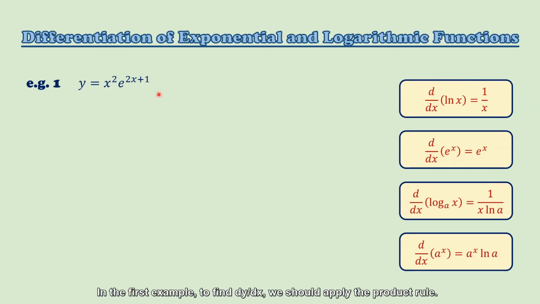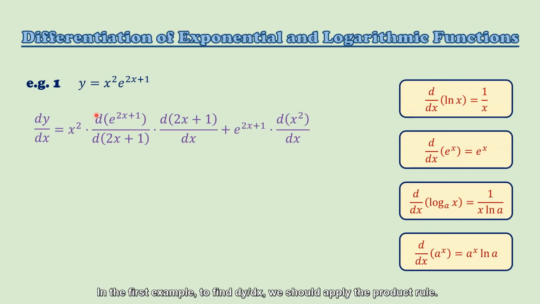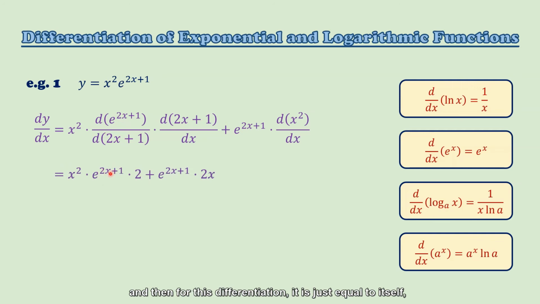In the first example, to find dy dx, we should apply the product rule. That means we first of all take out x squared and then we differentiate this. And then to do this differentiation, we apply the chain rule. And then for the second part, we take out e to the power 2x plus 1. And then we differentiate x squared. For this differentiation, it is just equal to itself. And then for this differentiation, it is equal to 2. And then for differentiating x squared, it is equal to 2x. As a result, after taking out the common factors, it is equal to 2x times e to the power 2x plus 1 times x plus 1.